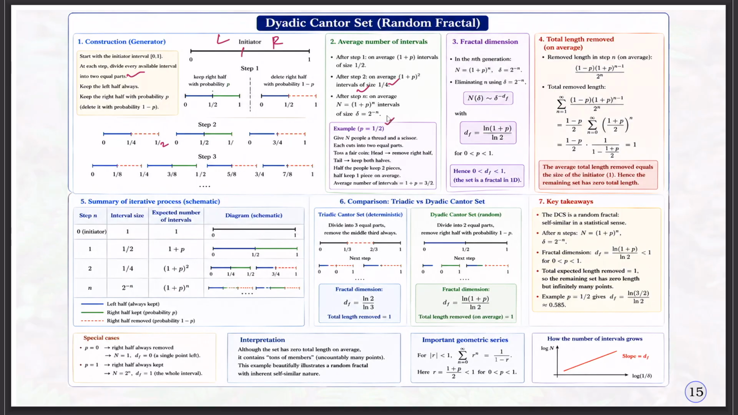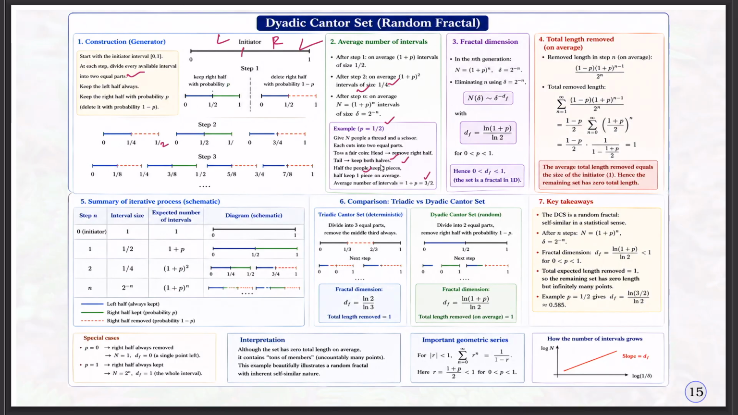For example, which I already explained, p equal to 1 by 2: give n people a thread and scissors, each cuts it into 2 parts, tosses a fair coin; head means remove the right half, tail means keep both the halves. Half the people keep 2 pieces, half the people keep only 1 piece on average. So, the average number of intervals is 1 plus p, that means 3 by 2. The same rule we are applying here.